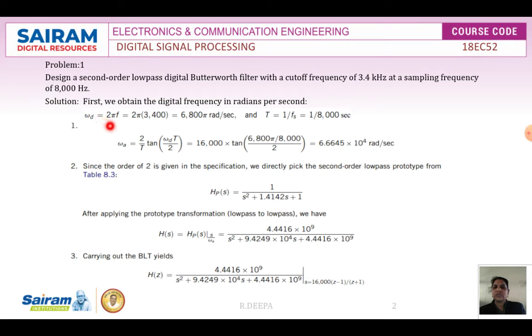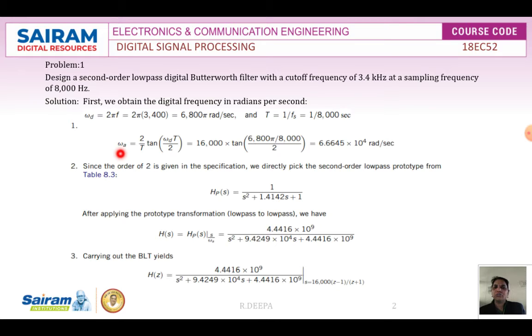So first let us convert these specifications into the digital frequencies, that is omega d is equal to 2 pi f. So convert this 2 pi into frequency, which is 3400 Hz. Thereby we will get omega d as digital frequency as 6800 pi radian per second. And then the sampling period, capital T is equal to 1 by f, which is 1 by 8000. Now let us do it step by step.